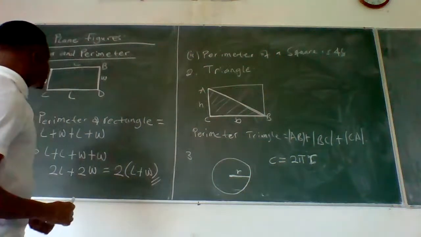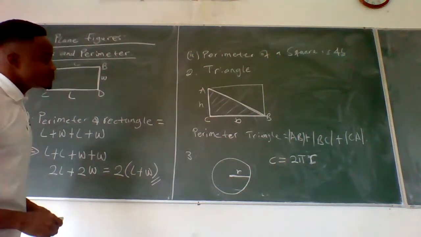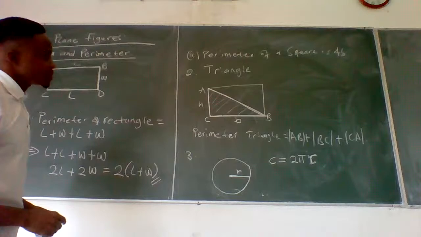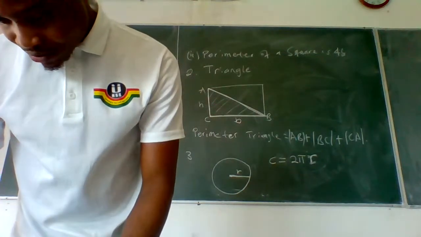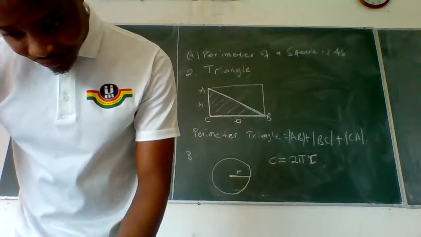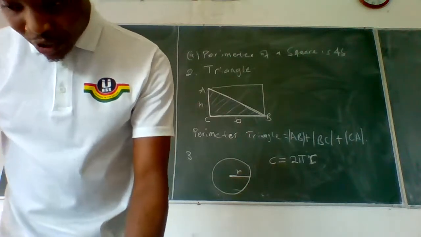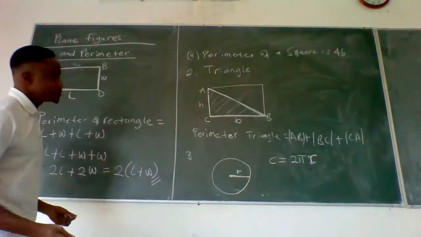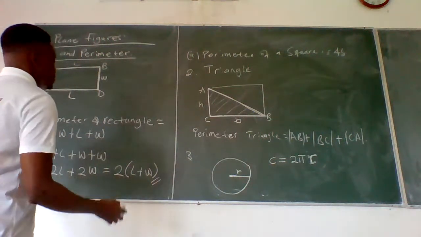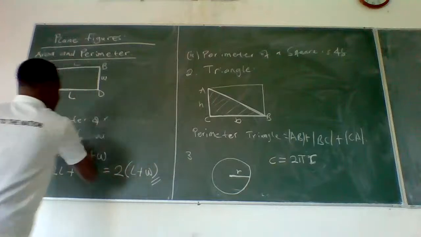Okay, so now let me give one example on perimeter, and then I will give you the formulas for the area so that I combine the two. We saw one or two examples.